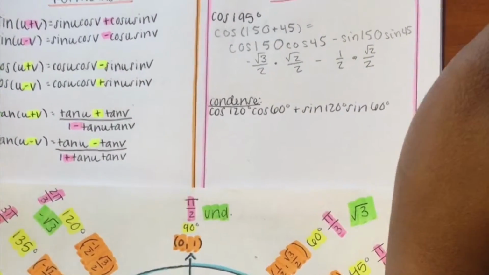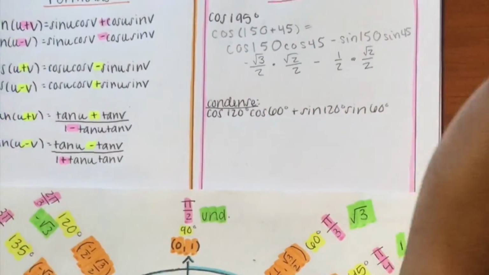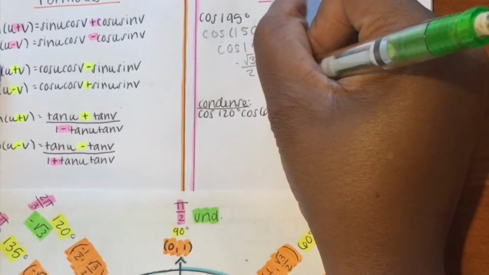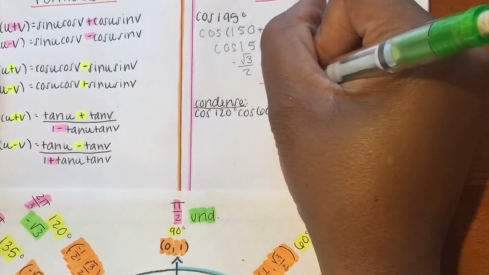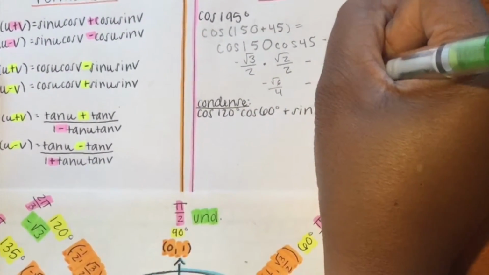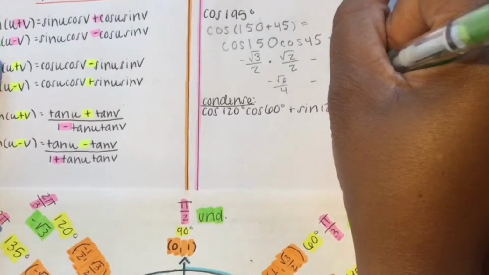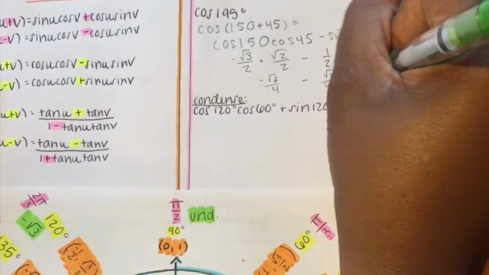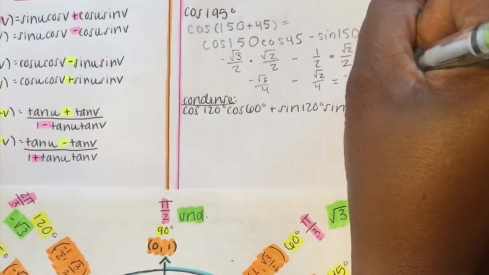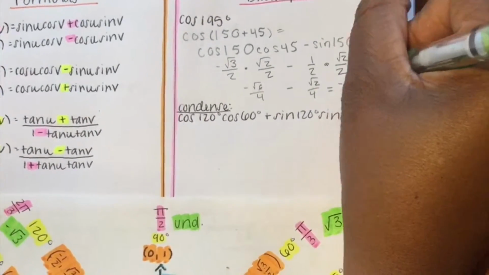And now you're going to multiply these two and then subtract. So you're going to get negative root 6 over 4 minus root 2 over 4, which is going to equal negative root 4 over 2, which simplifies to negative 1. And that is your answer.